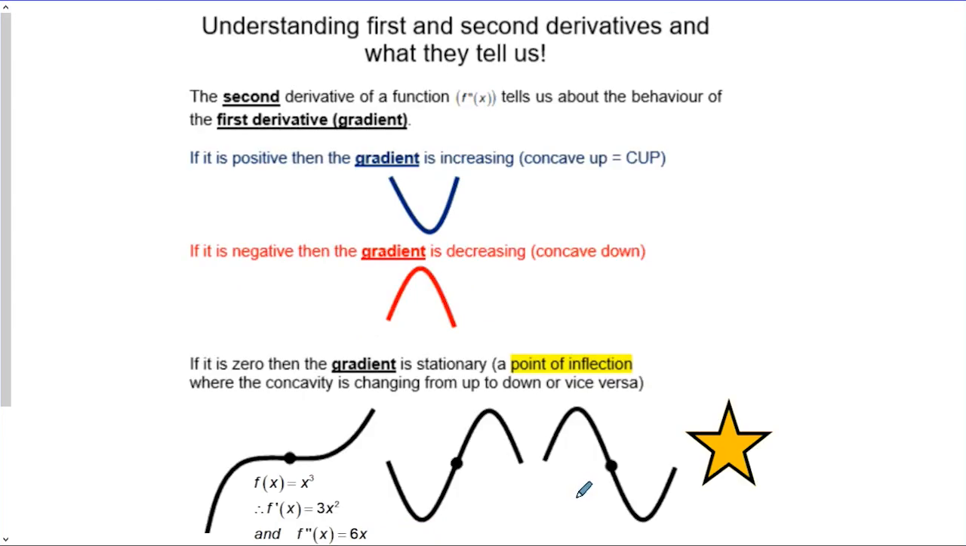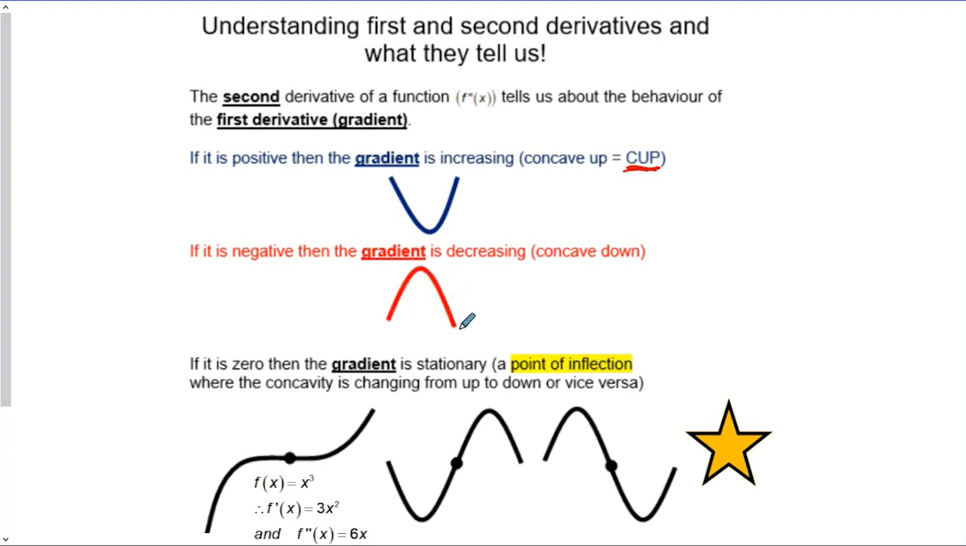The second derivative tells us about the behavior of the first derivative. So if the second derivative is positive, then the gradient is increasing. And the gradient is increasing on a piece of curve that looks like this. Notice it's negative, it's less negative, it's zero, it's getting more and more steep. This is what we call a concave up piece of curve, or a cup.